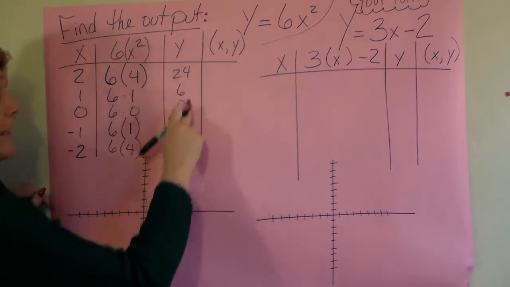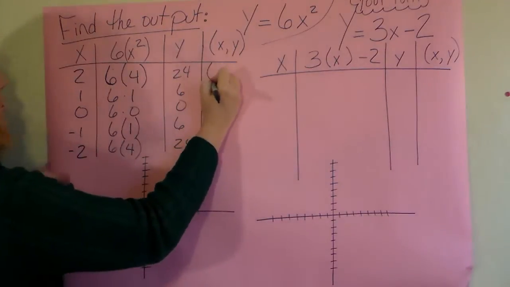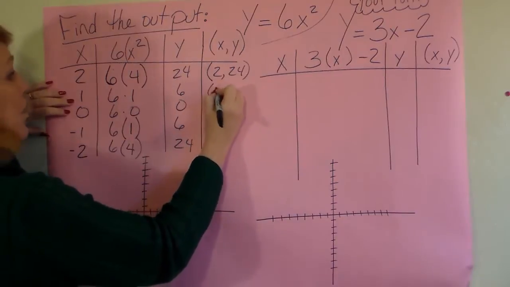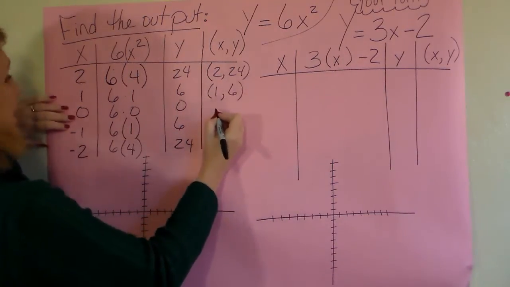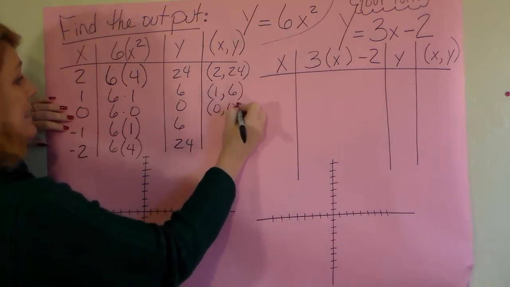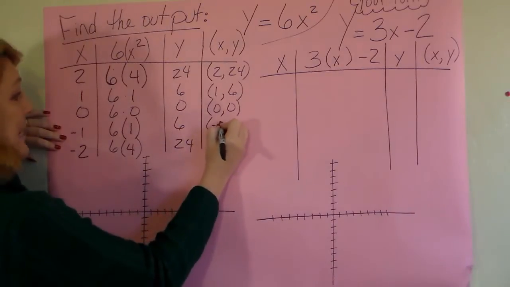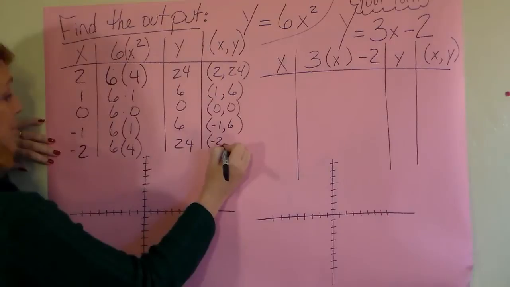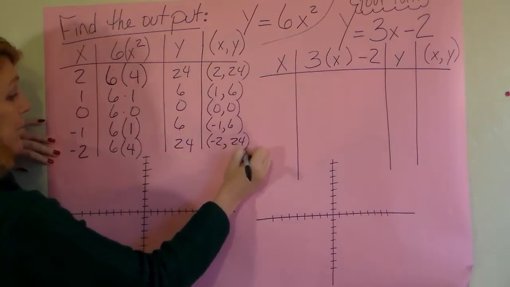Weird. We're getting the same numbers here. So when x is 2, y is 24. When x is 1, y is 6. When x is 0, y is 0. When x is -1, y is 6. And when x is -2, y is 24.